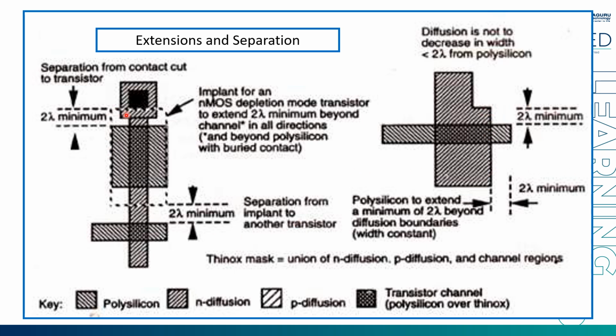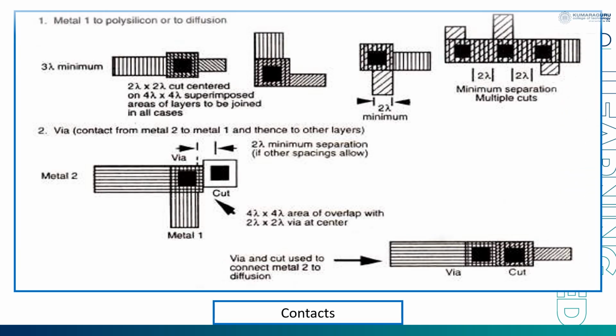And here, the first part we have seen already: between a contact cut and the transistor you must have 2 lambda minimum spacing, and implant and transistor must also have 2 lambda in between. One more thing you must remember, for an implant it has to be 6 lambda cross 6 lambda. And we'll see for contacts.